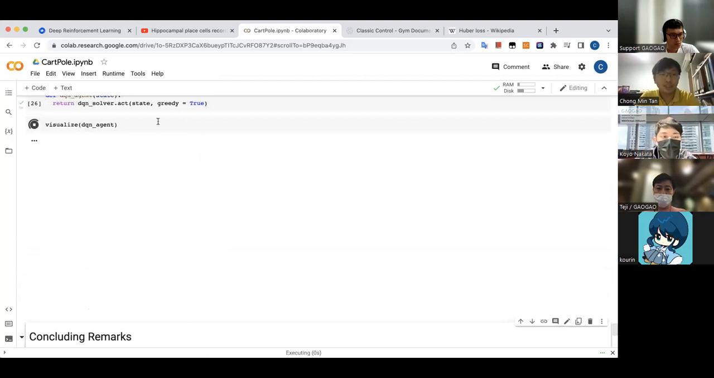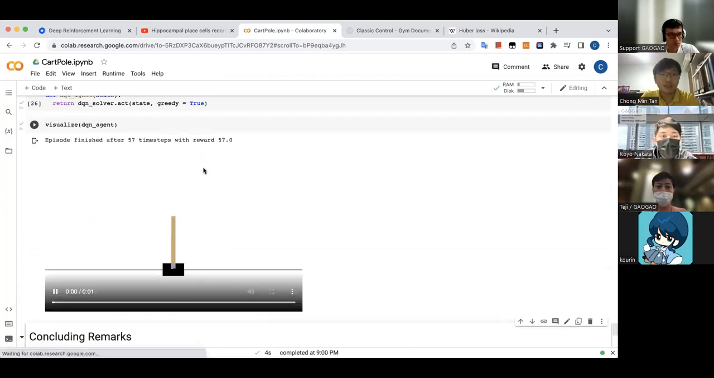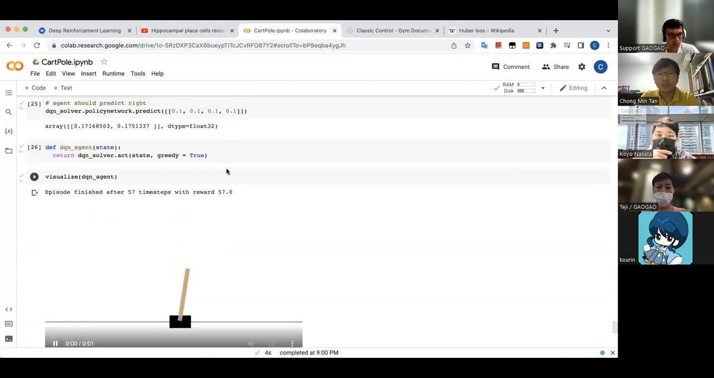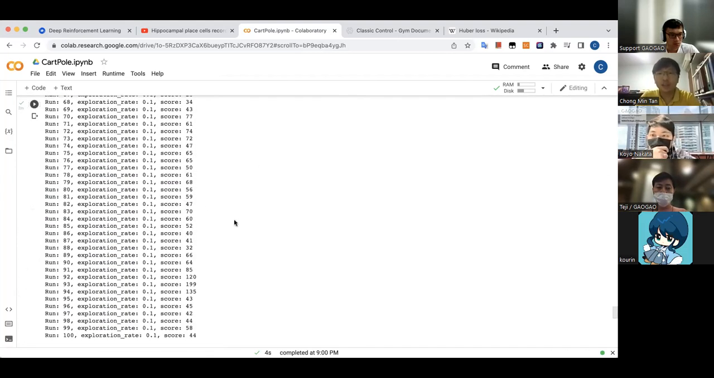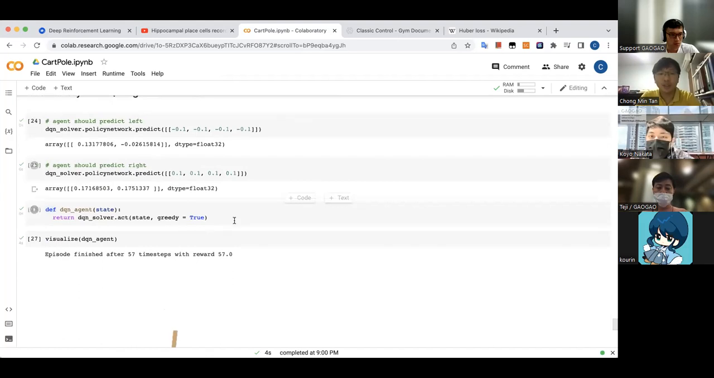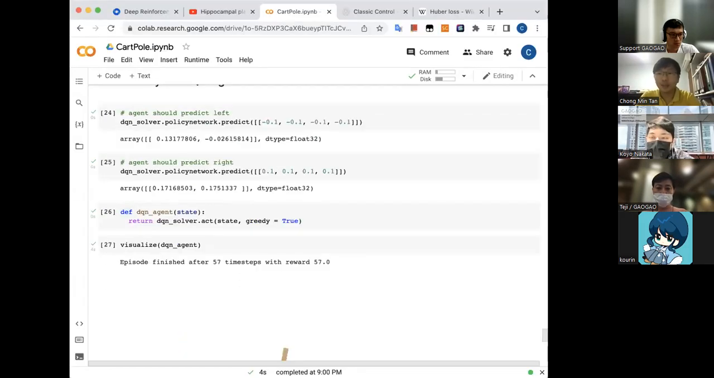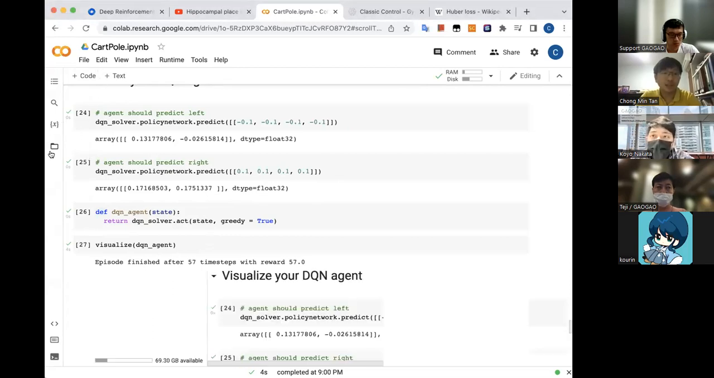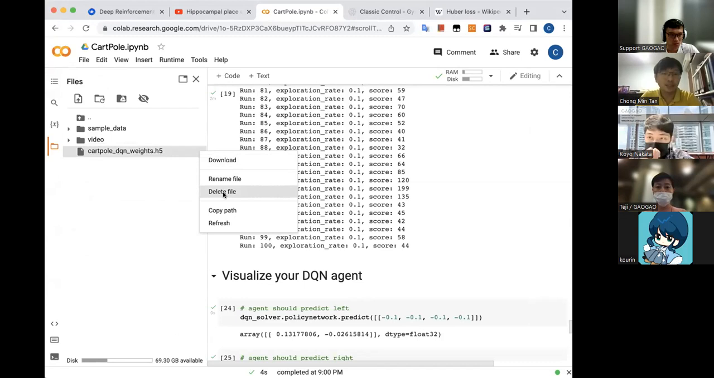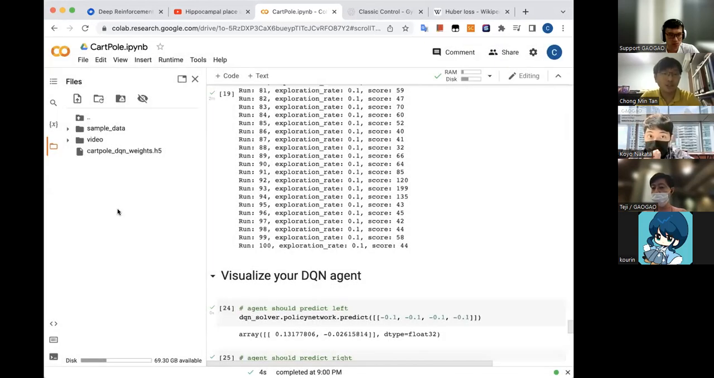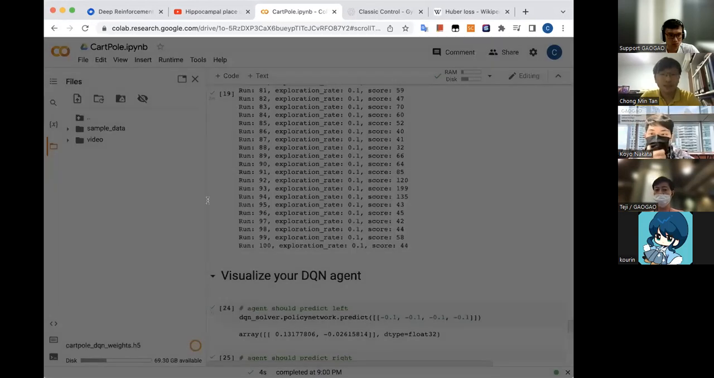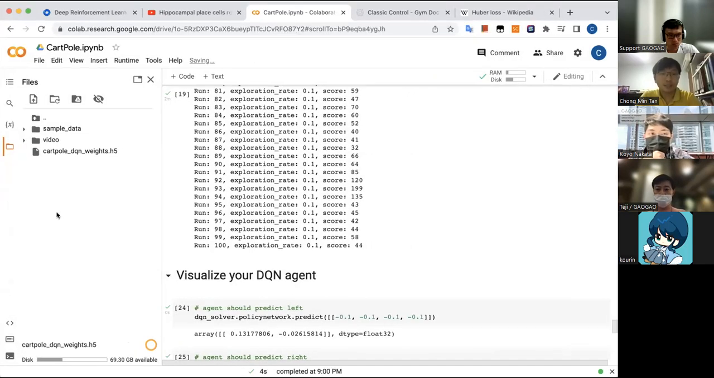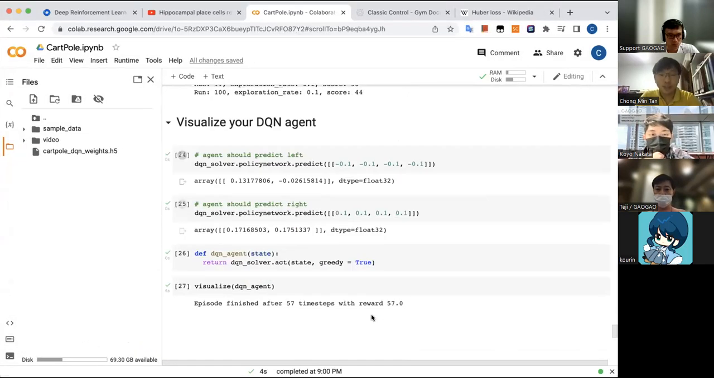Okay, then let's visualize the agent to see how good it is. So this agent, not that great. We can train this some more, but due to lack of time, we won't do it. I'll just load in the trained weights that I've done earlier today, just to show you all that if you run this enough times, you can actually get a better performance.